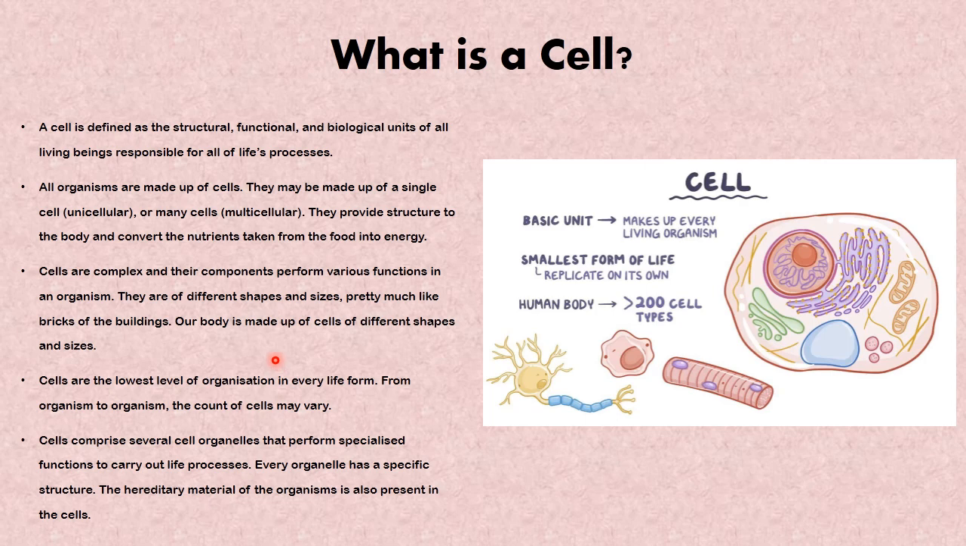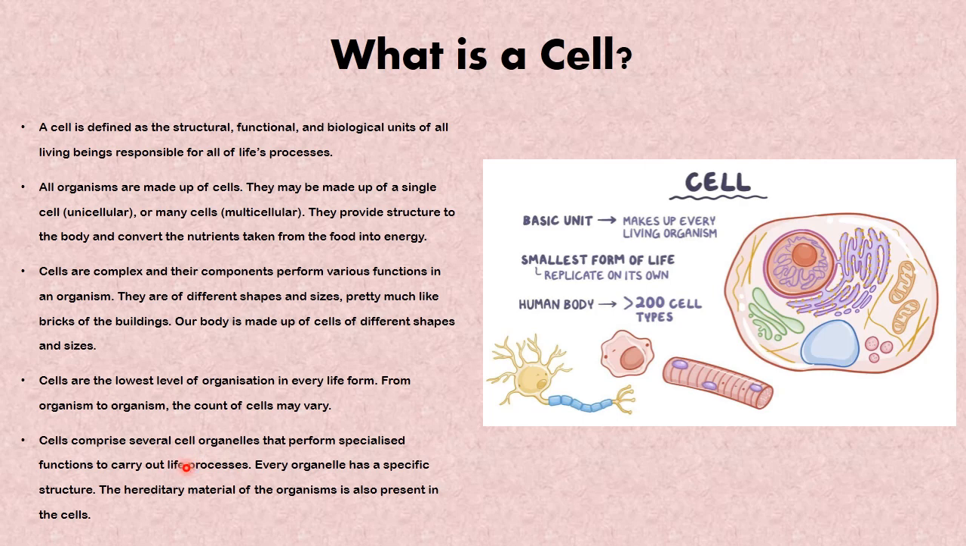They are of different shapes and sizes, pretty much like bricks of the building. Our body is made up of cells of different shapes and sizes. Cells are the lowest level of organization in every life form. From organism to organism, the count of cells may vary.